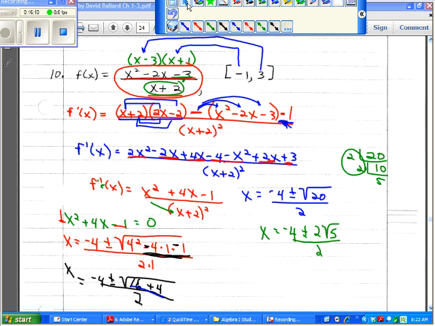All 4 terms that we see are divisible by 2. So we'll divide each by 2, and we'll have x is equal to -2 plus or minus square root of 5 over 1. So there's our 2 solutions. So our solutions are -2 plus square root 5 or -2 minus square root 5.